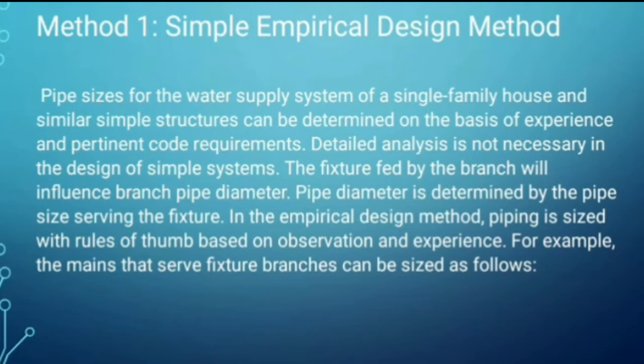Simple empirical design method. Pipe sizes for the water supply system of a single family house and similar simple structure can be determined on the basis of experience and pertinent code requirements. Detailed analysis is not necessary in the design of simple system. The fixture fed by the branch will influence branch pipe diameter. Pipe diameter is determined by the pipe size serving the fixture. In the empirical design method, piping is sized with rules of thumb based on observation and experience. For example, the mains that serve fixtures branches can be sized as follows.